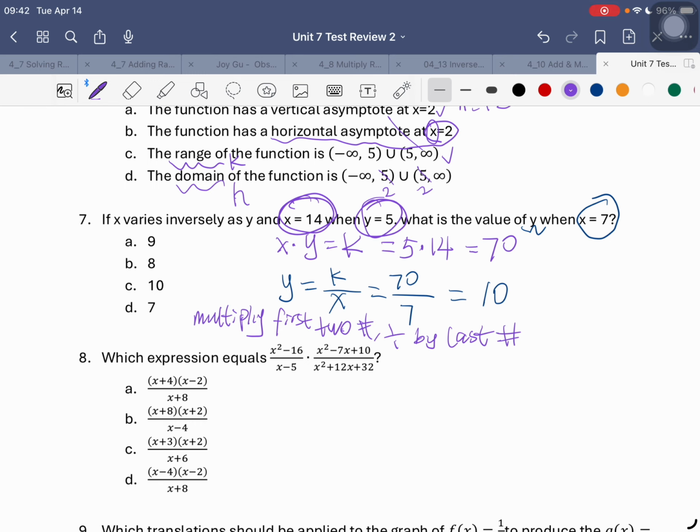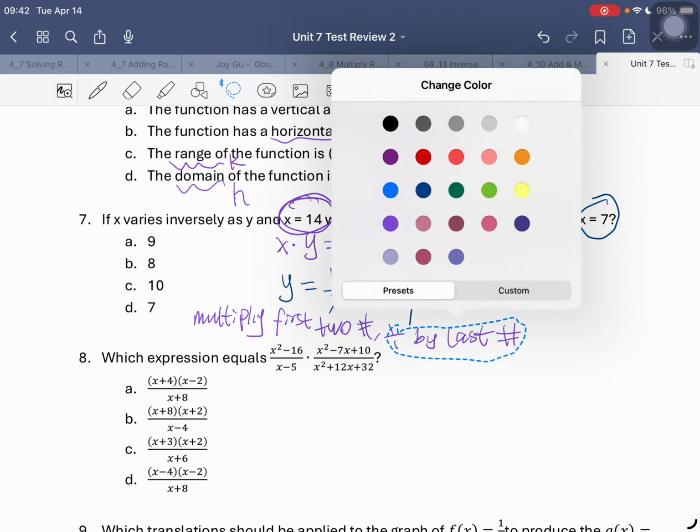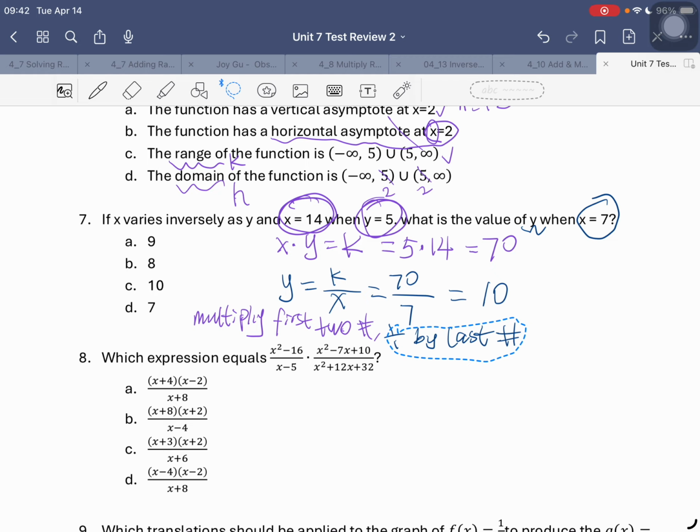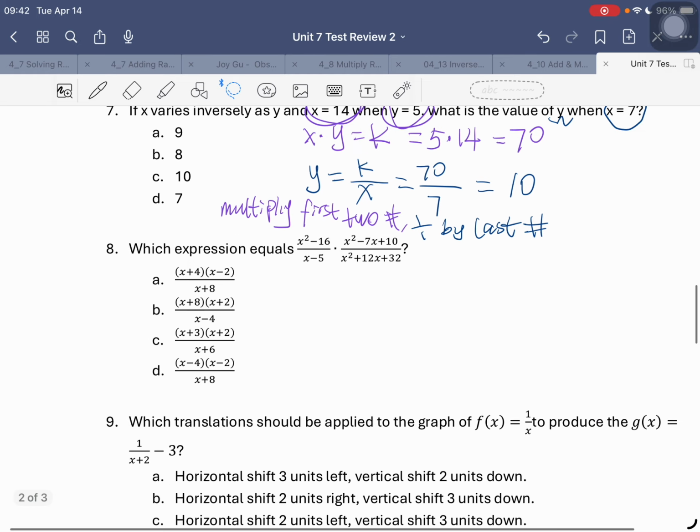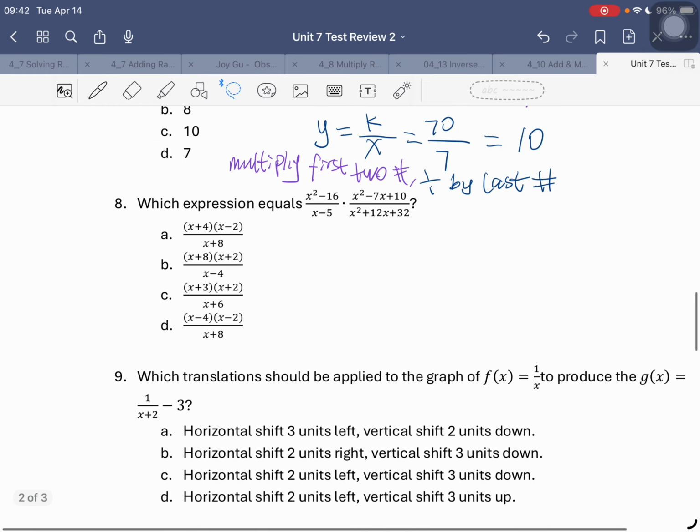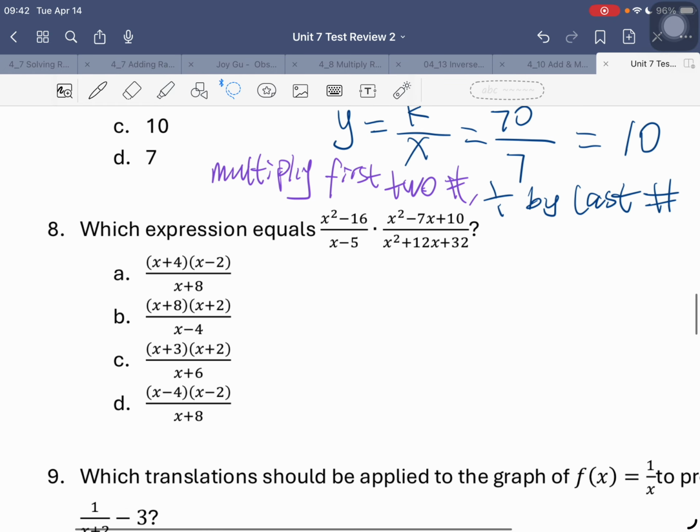Okay, so number 7, I don't want to see anyone miss number 7 because it is the easiest question on your test. Okay, question 8. Question 8, we're multiplying rationals.